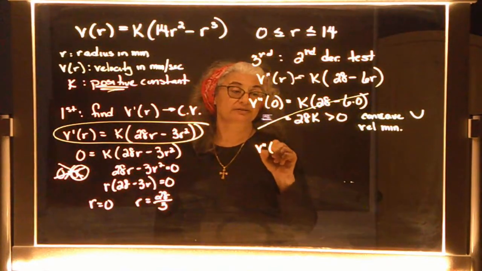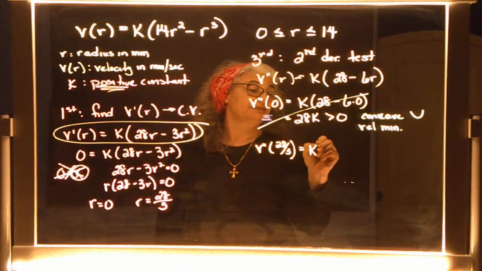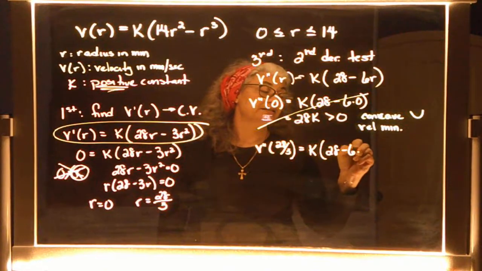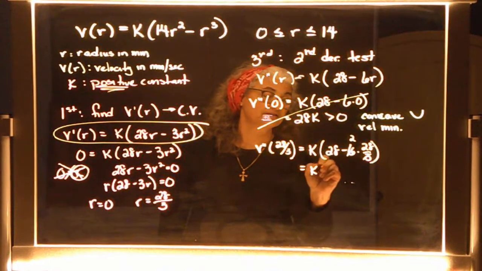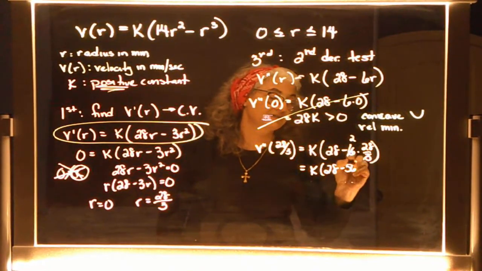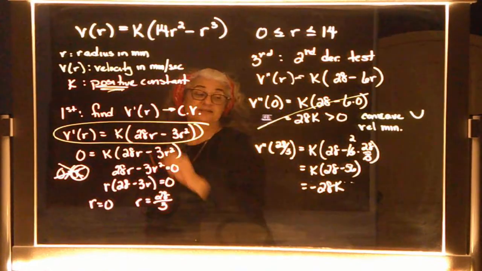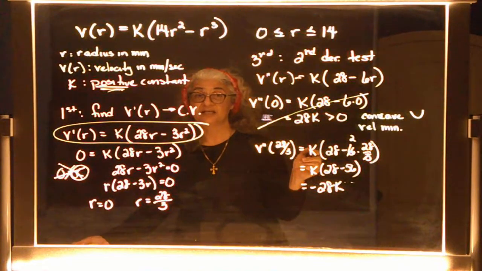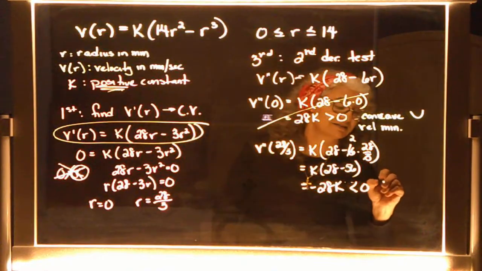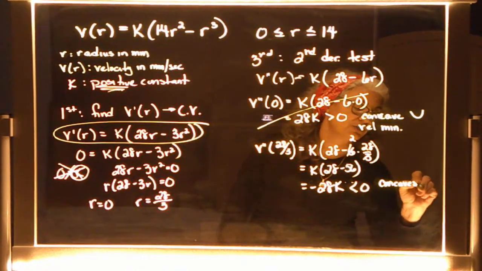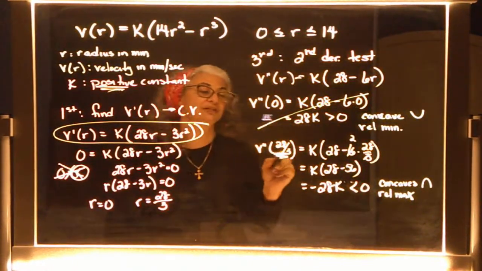The second critical value we had was at 28/3. So when we plug it in, 28 minus 6 times the 28 over 3, right? Okay, let's do our algebra, 28 minus the 56, what is that, negative 28k? Again, k is positive, so I have a negative times a positive, which is a negative. So what does that mean? It concaves down. Good. That's my relative max. This is what I'm looking for.